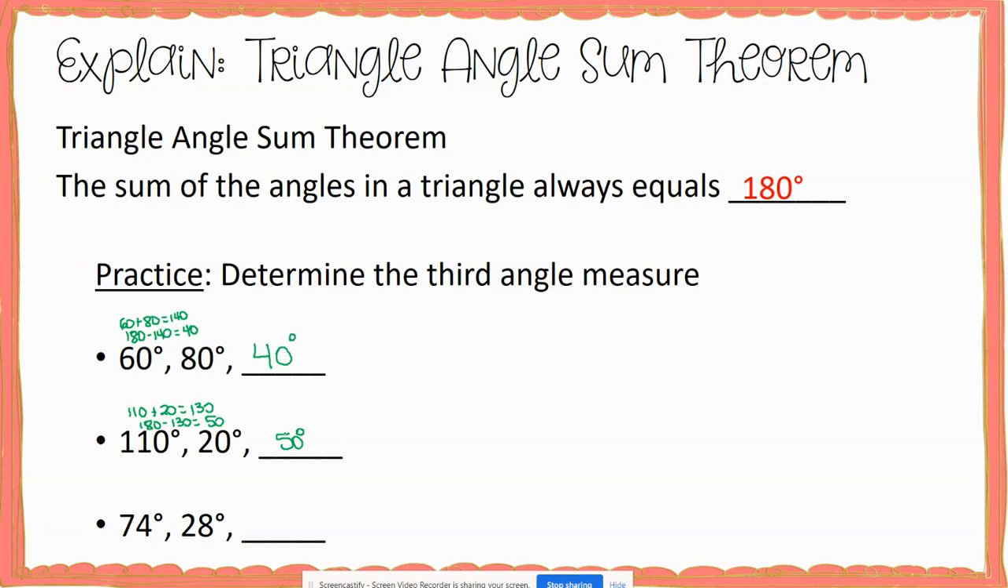If I have 74, 28, and one final angle measure, I would add 74 plus 28, which would give me 102. Then I would subtract 180 minus 102, which would give me 78. So the missing angle measure here would be 78 degrees.